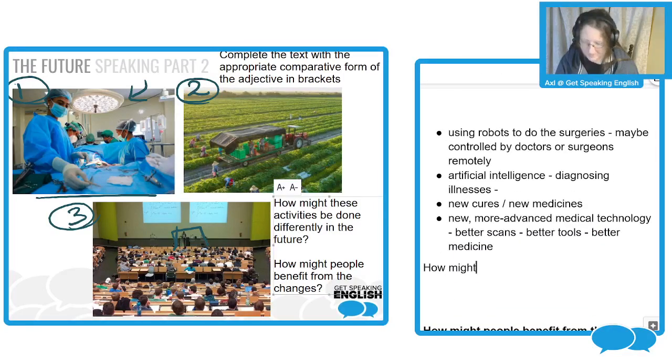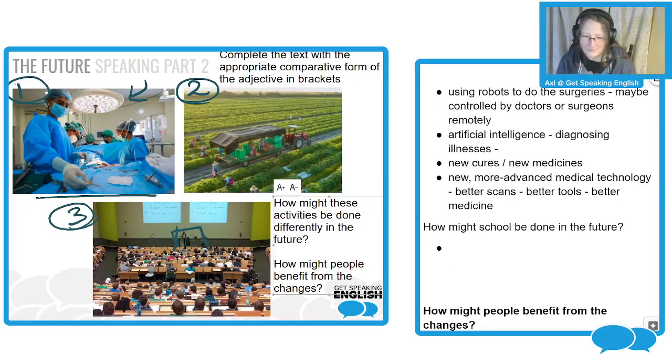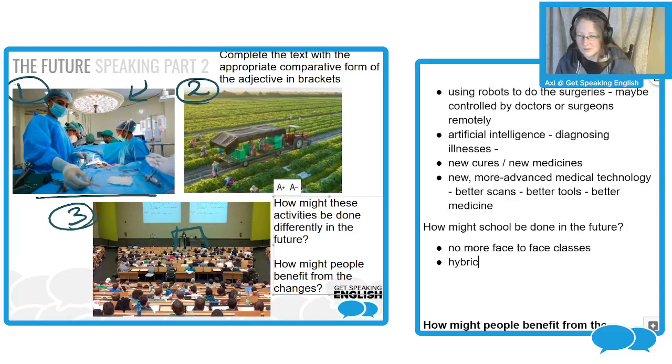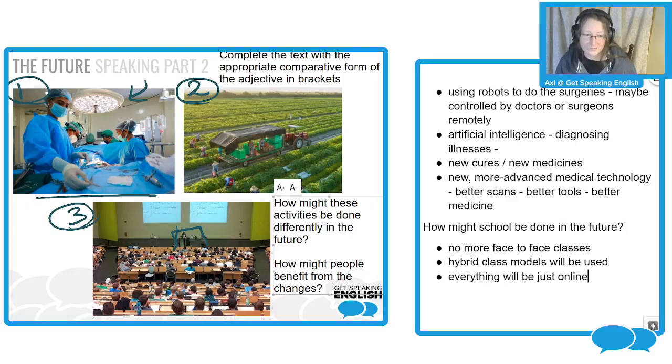So this is really how might school be done in the future? And again, if you have any ideas, throw them out there. We're going to add them to our list. But for example, maybe there are no more face-to-face classes, right? We definitely saw during COVID that remote teaching was really popular. It hasn't really gone away. A lot of people are still doing what we call hybrid classes, right? So maybe hybrid class models will be used instead, or maybe everything will be just online. That's a real possibility.